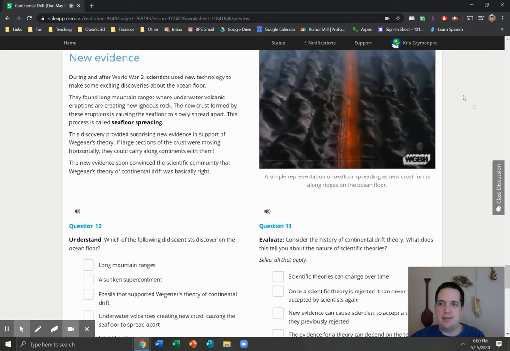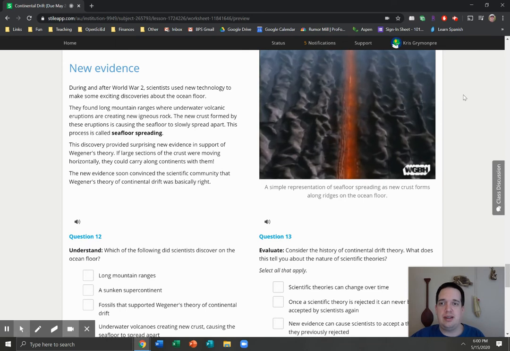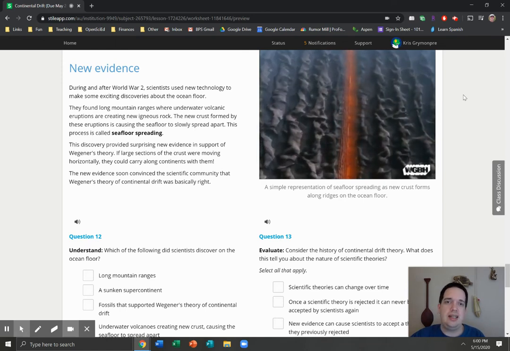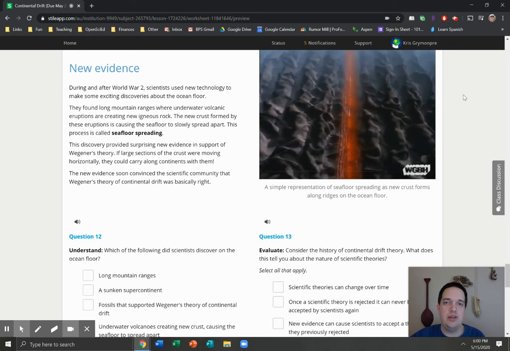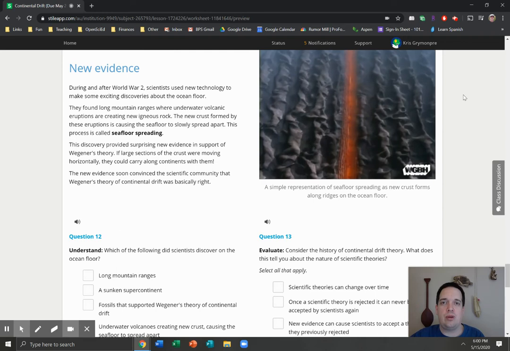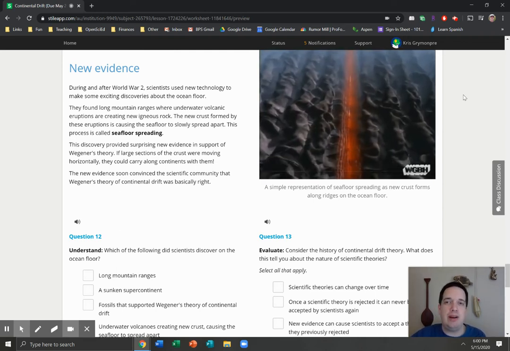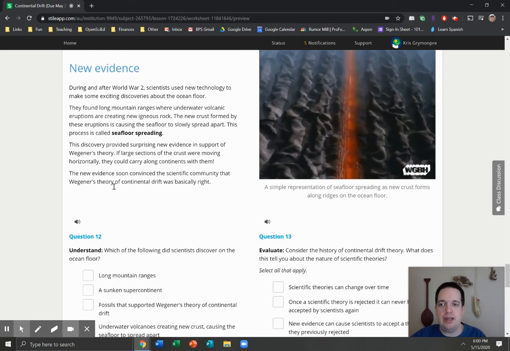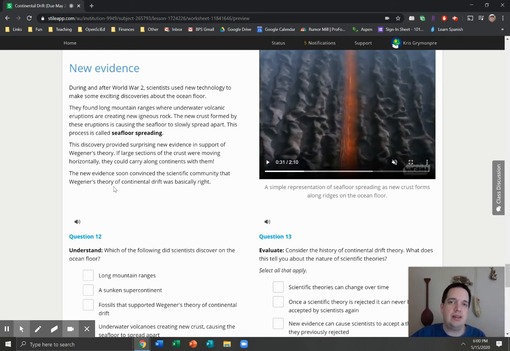Okay. Now we're going to look at new evidence that was developed after Wegener died. So we're looking at the bottom of the ocean here, and we think that it's moving, and we have evidence for that. We actually used submarines during World War II to map the ocean floor, and we noticed huge mountain ranges. You read about it over here, or you can have me read about it to you. And we found out sea spreading.